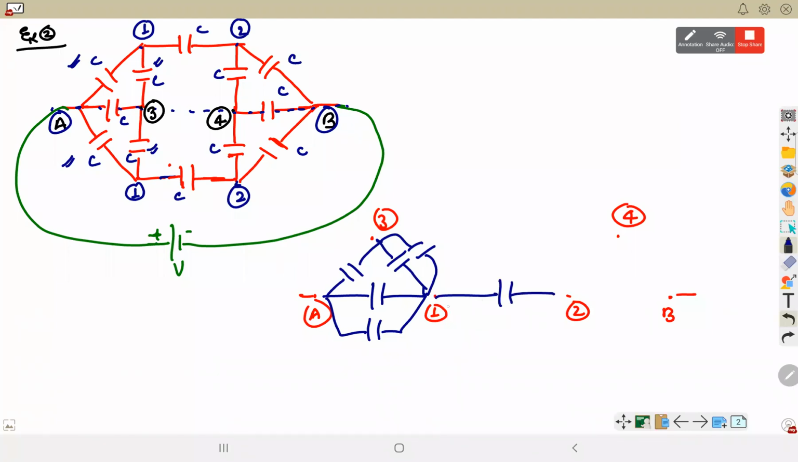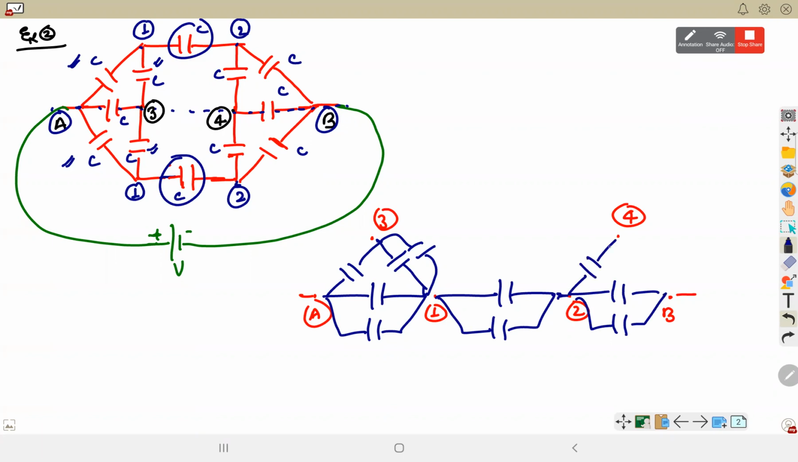1 to 2 there are 2 capacitors. एक ऊपर का 1 to 2, एक नीचे का 1 to 2. Similarly, 2 to B there are 2 capacitors. 2 to 4 there are 2 capacitors. And 4 to B there is 1 capacitor.